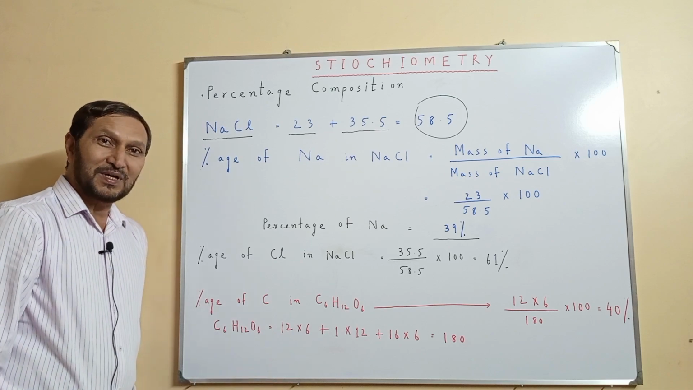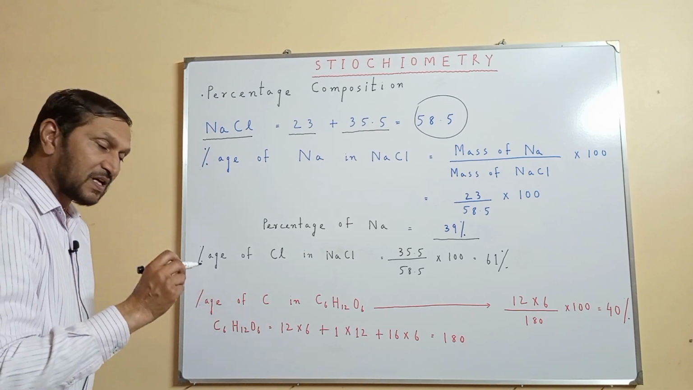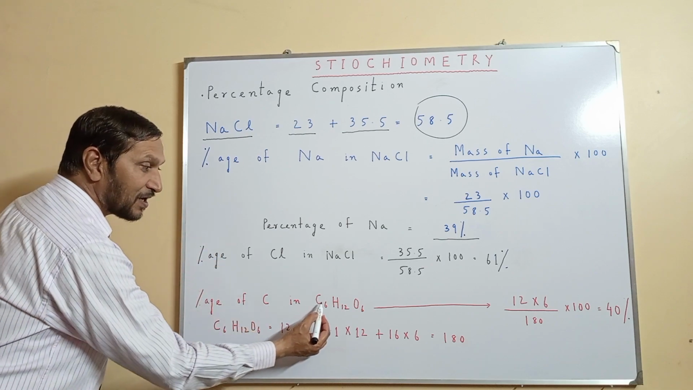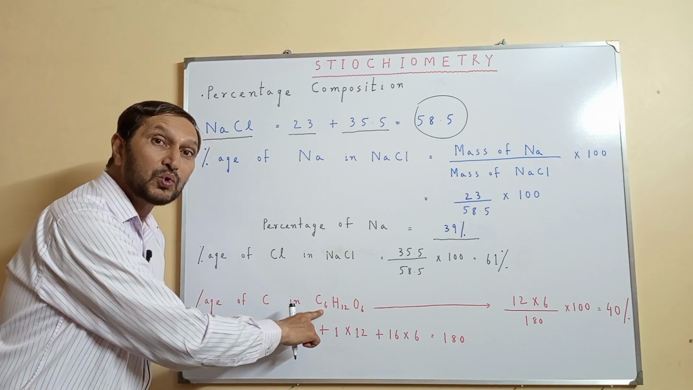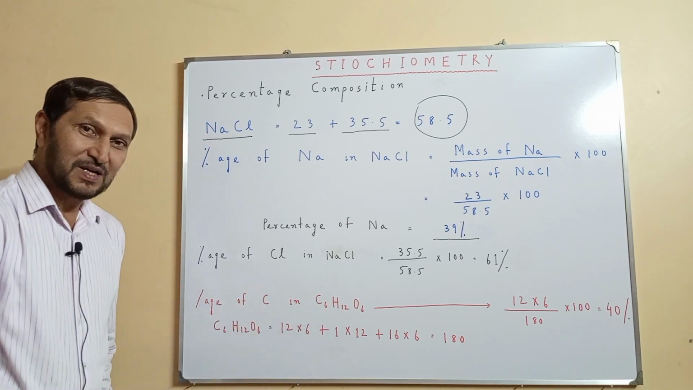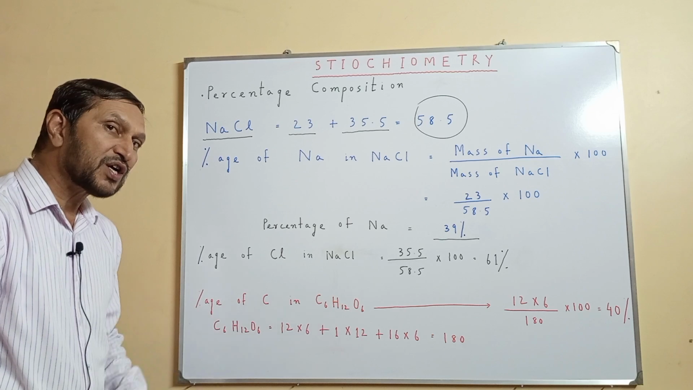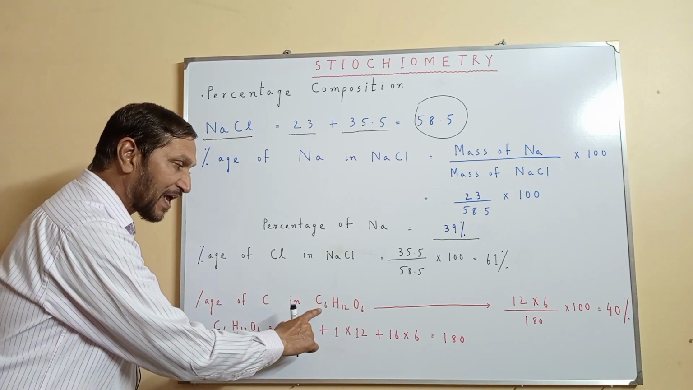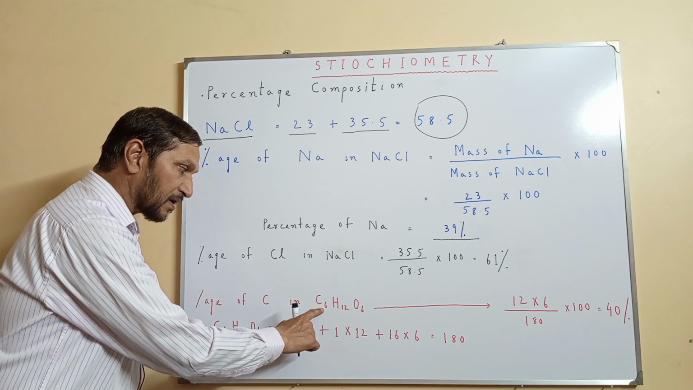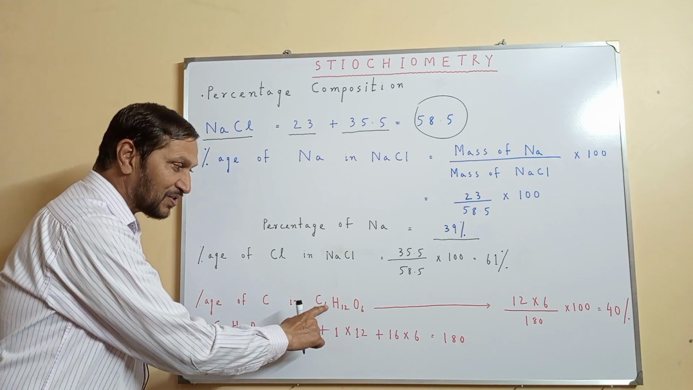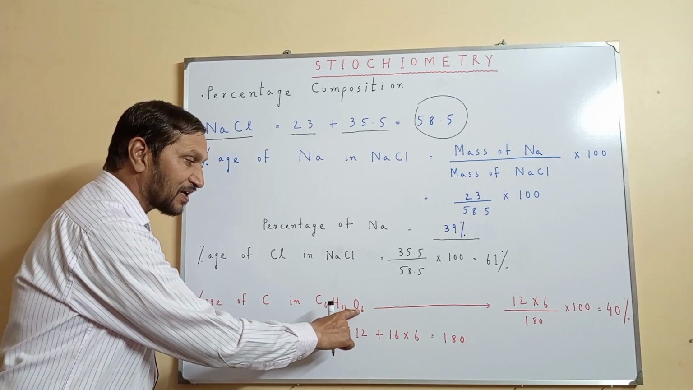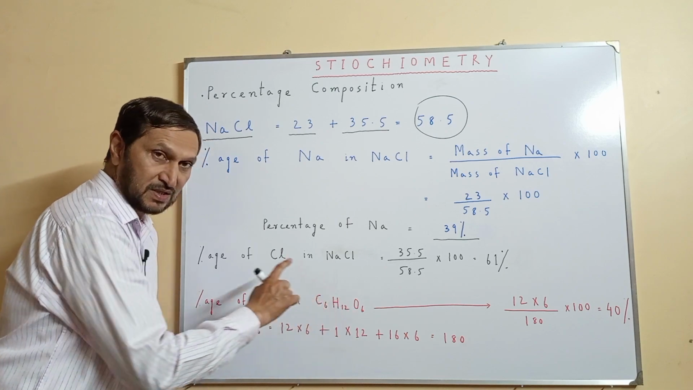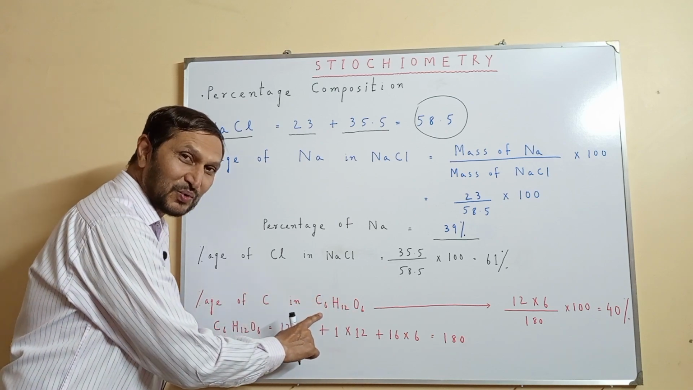Now let's take another example, that for instance we are asked to calculate the percentage of carbon in glucose. This is the formula of glucose. Glucose is a type of carbohydrate which has three elements: carbon, hydrogen and oxygen. In glucose there are 6 atoms of carbon, 12 atoms of hydrogen and 6 atoms of oxygen. So that's why its formula is C6H12O6. Remember, this is the formula of glucose.